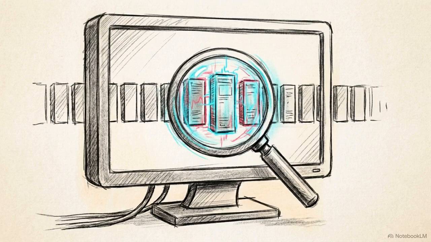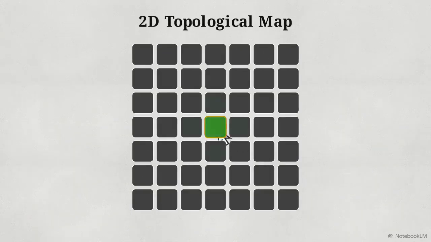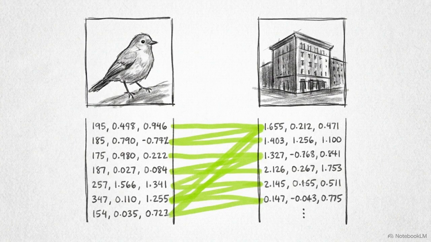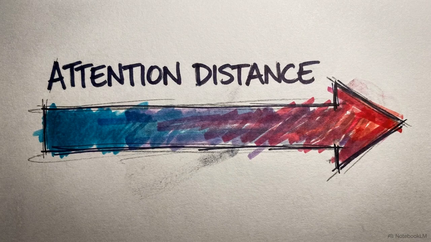To find out, researchers analyzed the one-dimensional position embeddings after training to see how they had organized themselves. This visualization shows the result. The 1D vectors self-organized into a perfect 2D topological grid. Patches physically closer to each other in the original image learned highly similar embeddings, despite the model never being explicitly told they were neighbors.